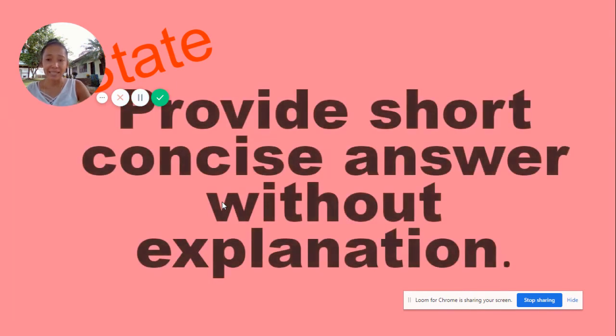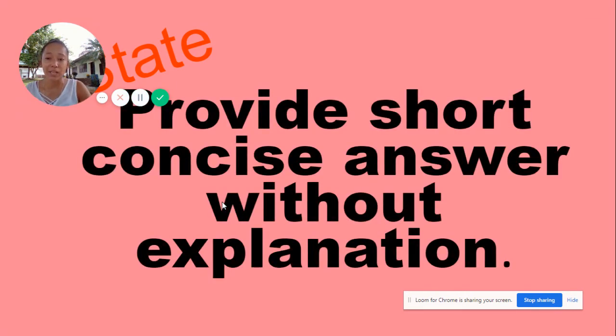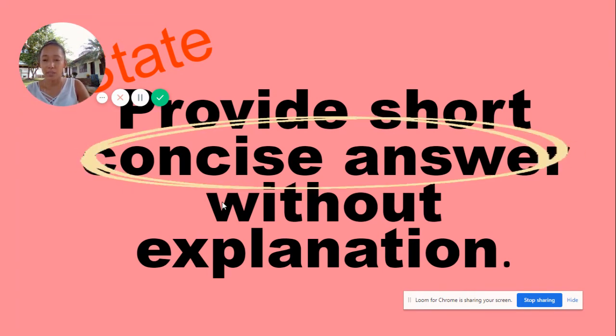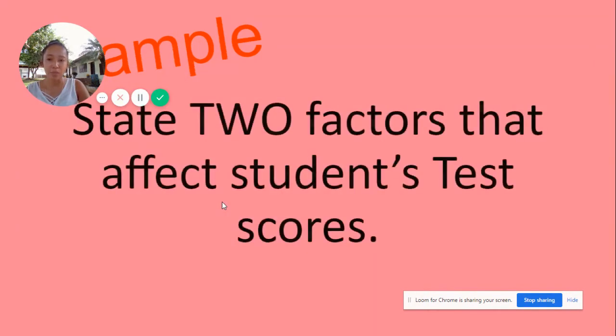Last word is state. This is easy as well. It says provide a short, concise answer without explanation. Remember, identify is to pick out, no explanation, right? State means you provide an answer that is not lengthy either. And there's no need to discuss and explain, just a short answer. Keyword here is concise answer. Here's an example. It says state 2 factors that affect students' test scores. You can say 2 factors that affect students' test scores are lack of sleep, lack of studying.